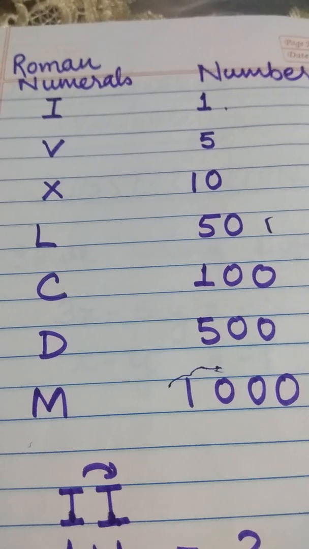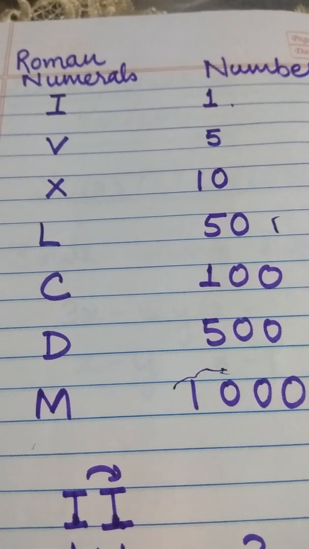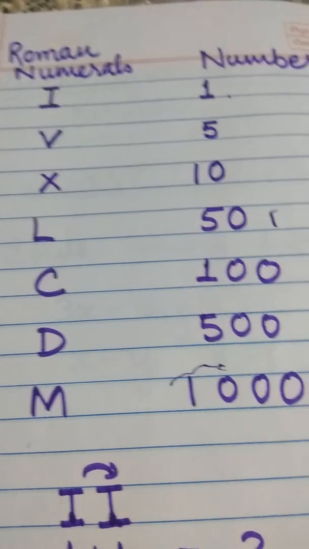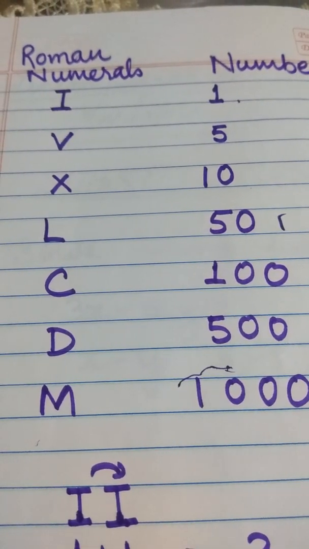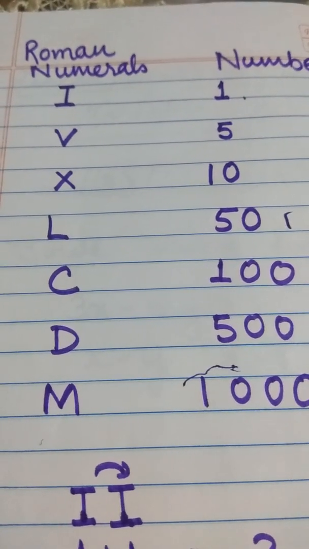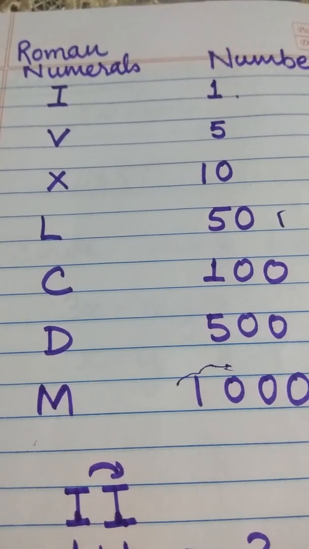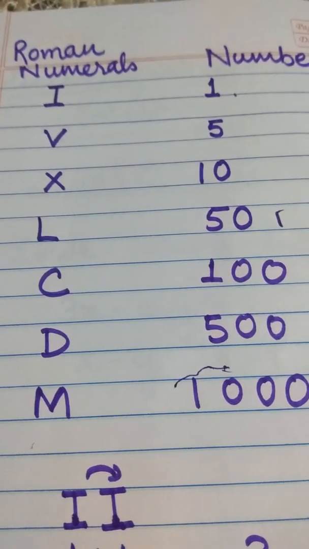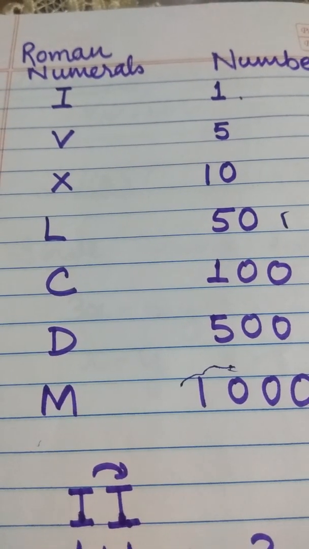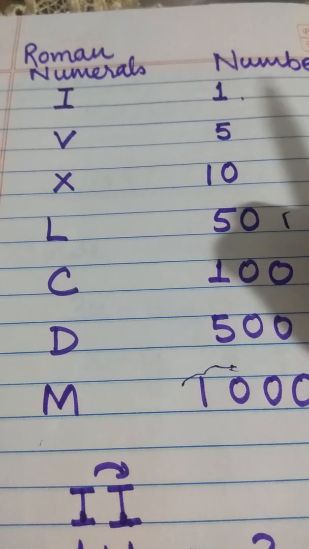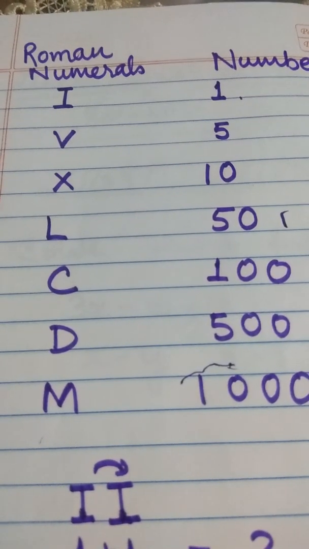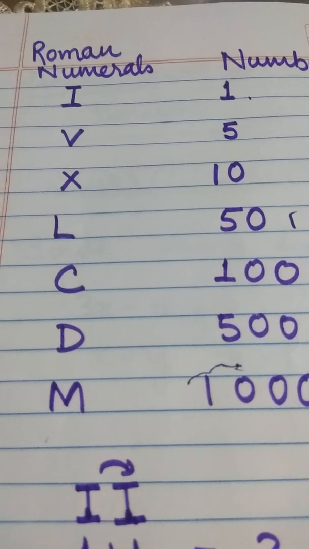all the numbers. There are certain rules which are followed, like if the same symbol is repeated, then the value will be added. Like if we are writing XX, then it means 10 plus 10, 20. Then I and V are the symbols. If they are written on the left side of a greater symbol, then it is subtracted from it. Like IV will mean 5 minus 1, 4.